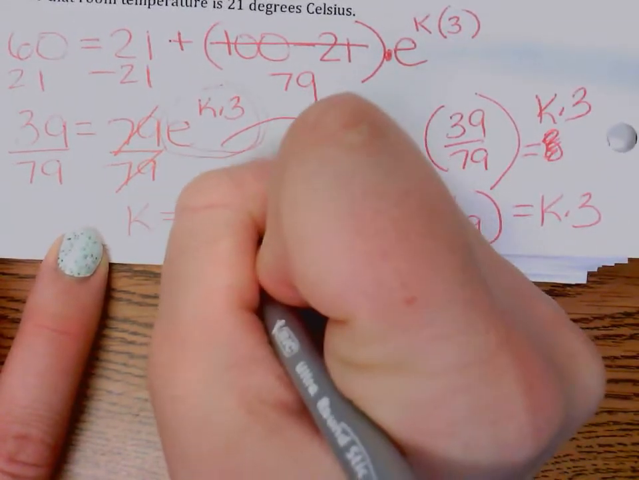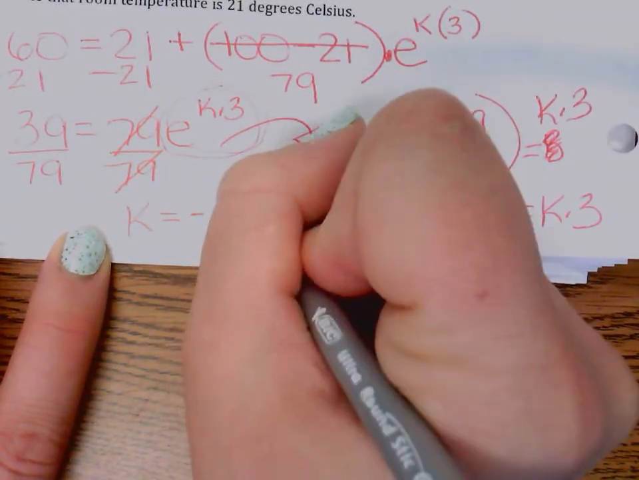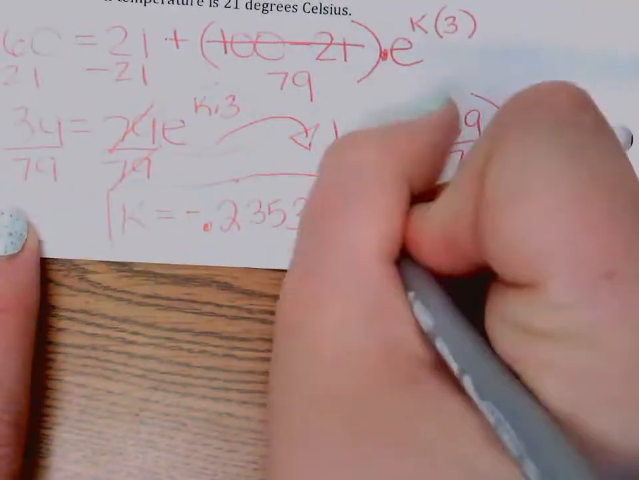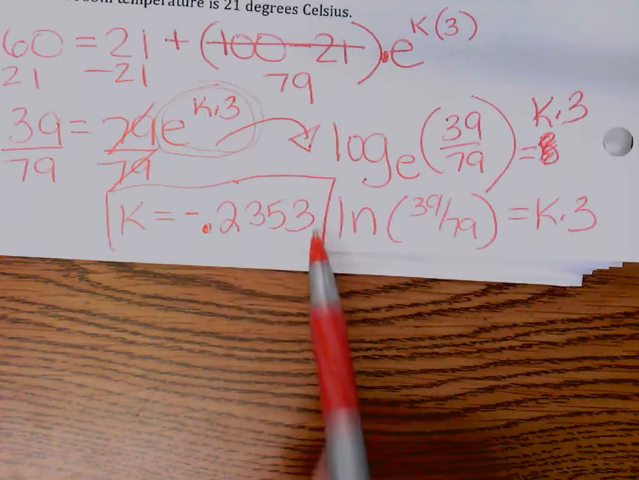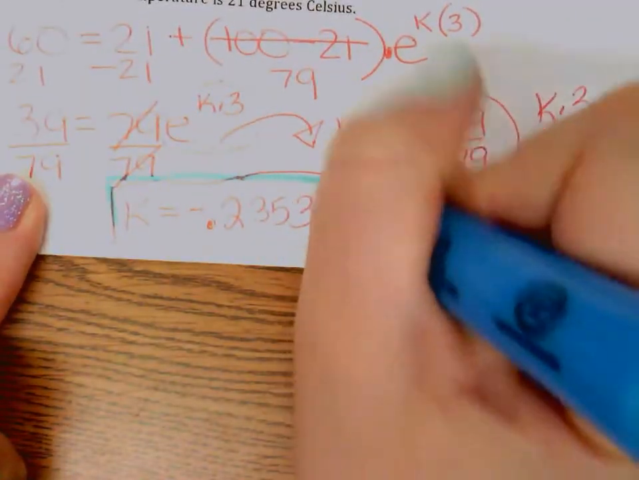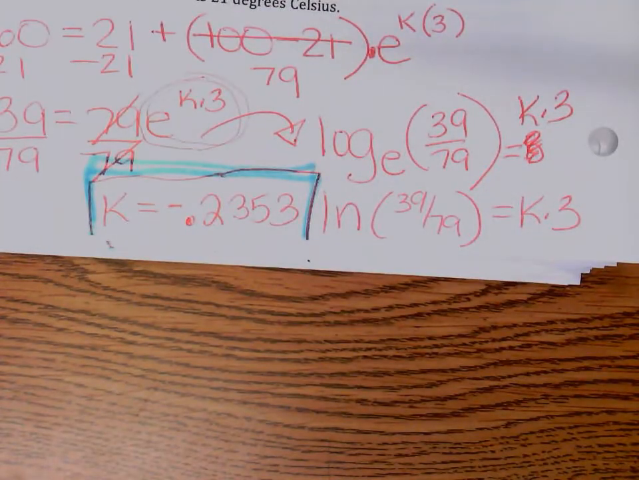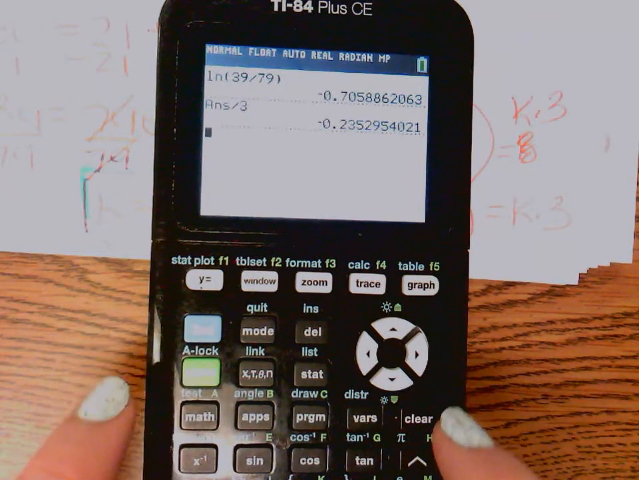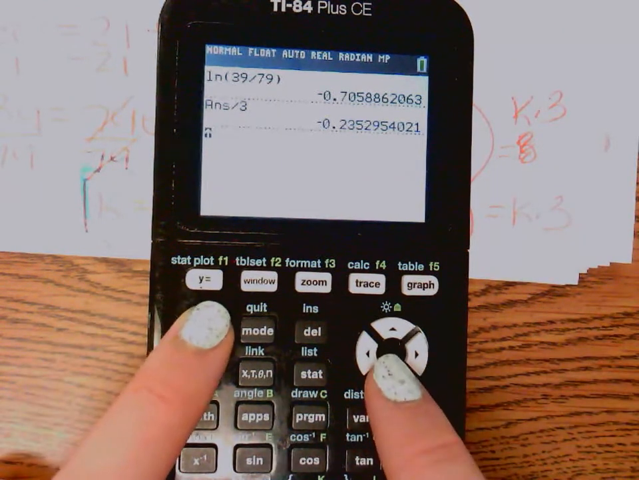Did you get 0.2353 about? Negative 0.2353 is k. Here's what I typed in: the natural log of 39/79, enter, divided by 3. You could also do the log base e if you wanted to.